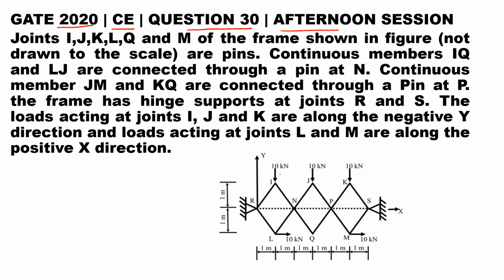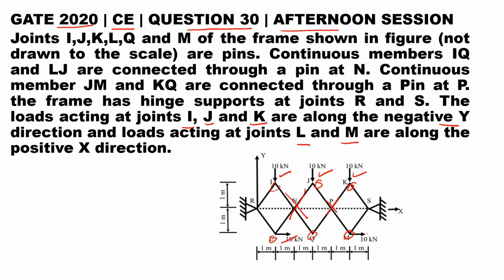So these joints I, J, K, L, Q, M are pins. Continuous members IQ and LJ are connected through a pin at N. So these two are continuous members which are connected at N through pins, and similarly these two. The load acting at the joints I, J and K is along the negative y direction, and the load is also acting at the joints L and M.